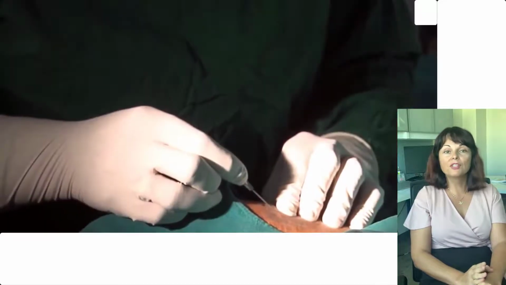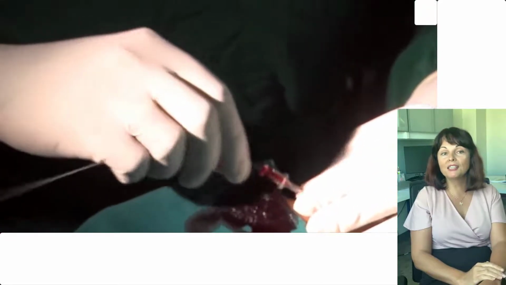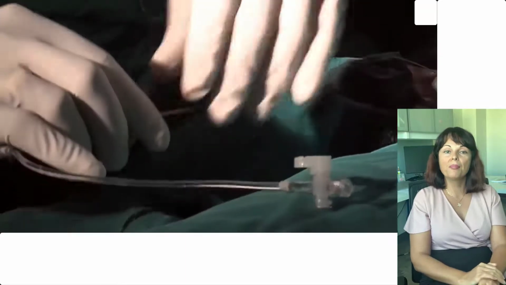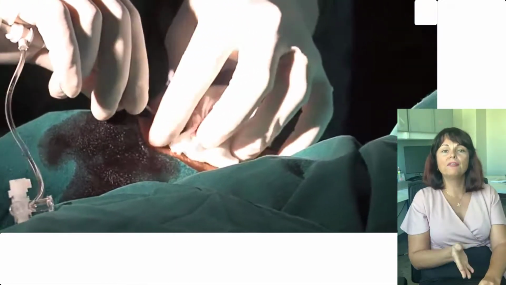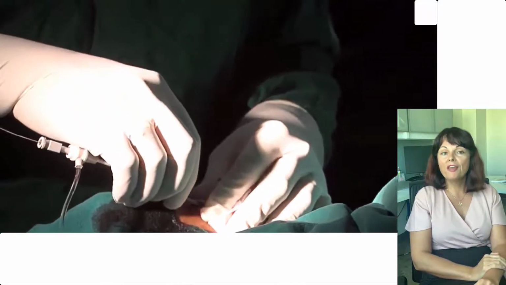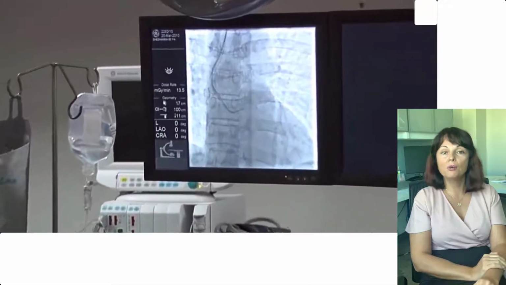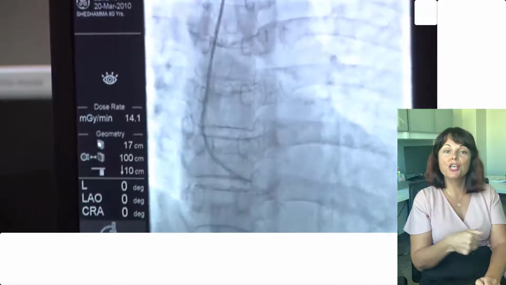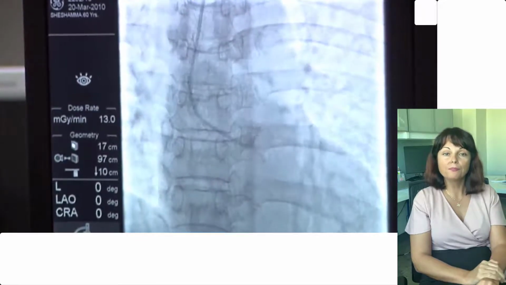The right radial artery is used to approach the aorta. Following the arterial puncture, the catheter is advanced through the brachial, subclavian, and brachiocephalic arteries to the ascending part of the aorta. Then the catheter is directed to the aortic valve cusps in order to find the opening of the coronary artery and inject the contrast material into the lumen of the coronary artery.